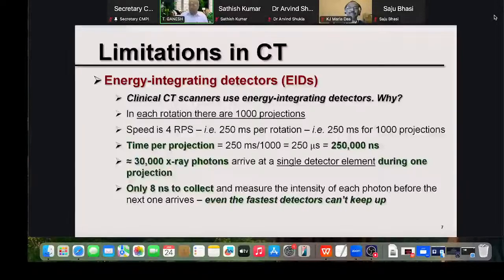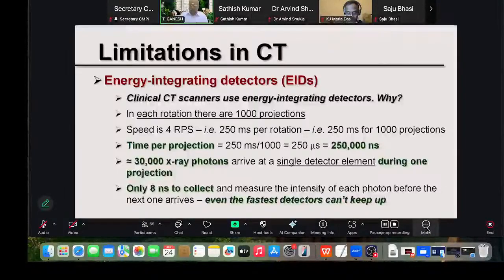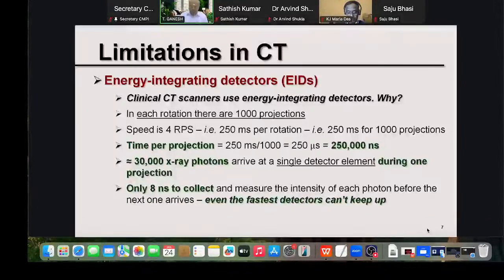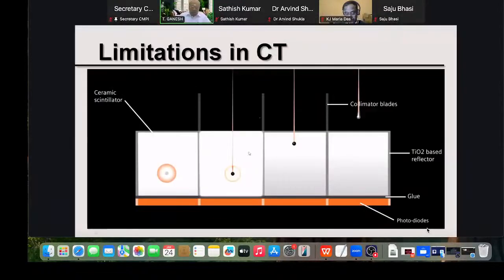Supposing our intention is to measure the signal produced by each photon, then in that case, every 8 nanoseconds, we have to collect that signal and process it, and then make that photodiode ready for the next detection. Even the fastest detectors that we currently have cannot keep up with this requirement. So what we do is integrate, putting all these 30,000 photons together and measuring the signal together. This is what you see pictorially.